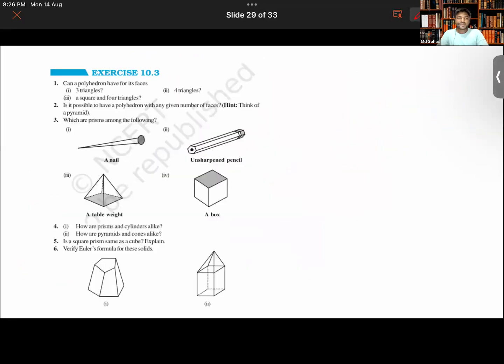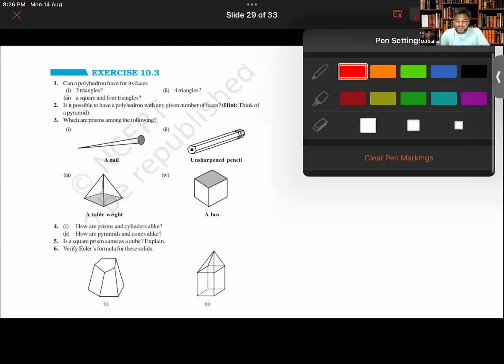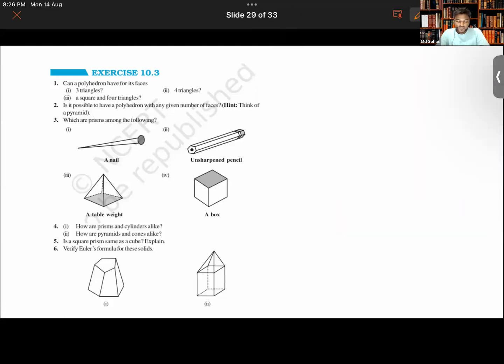Now, moving on to exercise 10.3. The first question says, can a polyhedron have for its faces 3 triangles, 4 triangles, or a square and 4 triangles? The first one is obvious. I am expecting the answer from all 3 of you. As we have discussed, the minimum number of possible faces is how much? Sir, 3.